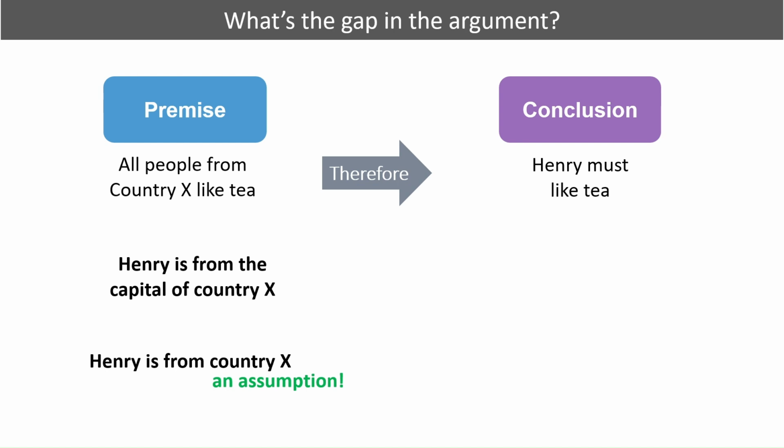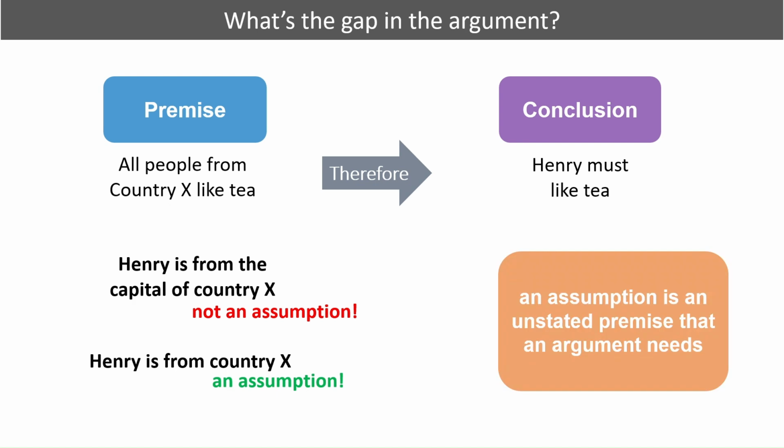It's an unstated premise. But notice how it's being too specific. There's a detail about Henry being from the capital, and the person making the argument doesn't need that. It's not an assumption. And that's the final key. An assumption is an unstated premise that the argument needs. Now, the question of need is a more subtle one. That's why I left it until last. Let's look again at our original problem to see which answer the argument needs.